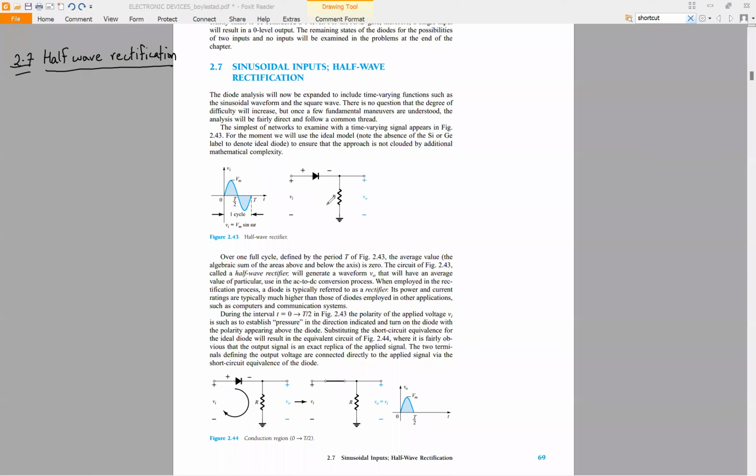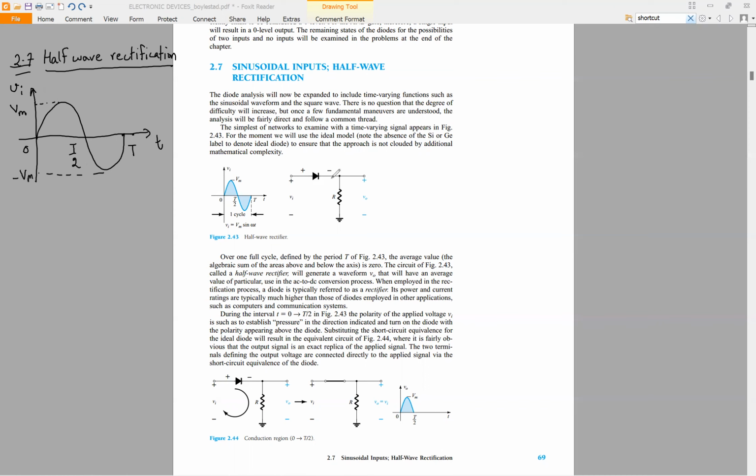Now let's consider this circuit in figure 2.43. In this circuit, we have a diode, a resistor, and a sinusoidal input. This is t, this is 0, this is capital T by 2, and this is capital T. This is Vi, this is Vm, and this part is minus Vm.